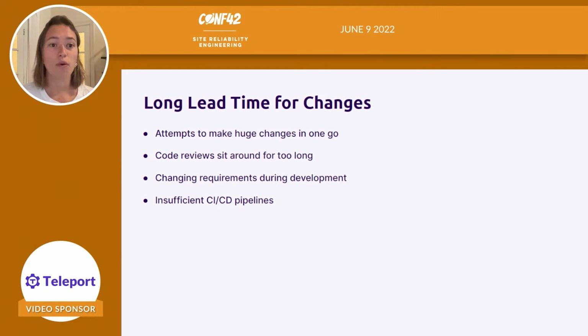And then the 4th thing that can lead to long lead time for changes is insufficient CI/CD pipelines. So you could be merging to production often, but if releasing is actually really long and painful process, you're probably not releasing that often. And I'll talk more about that later when I talk about deployment frequency.